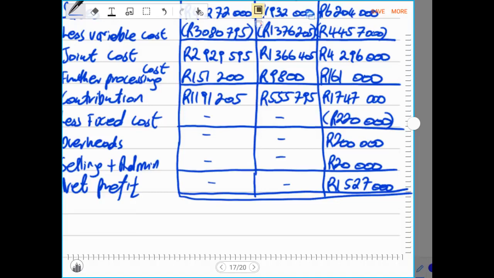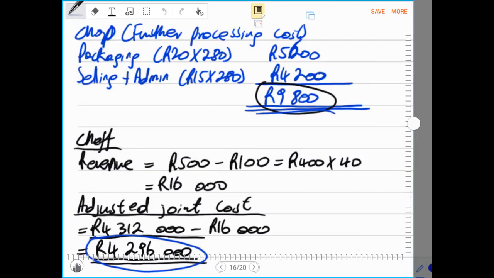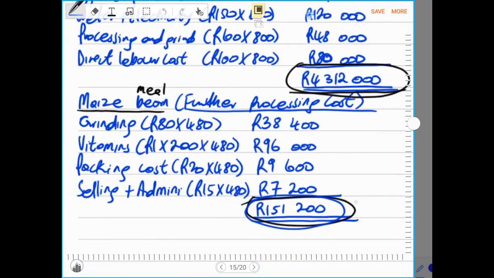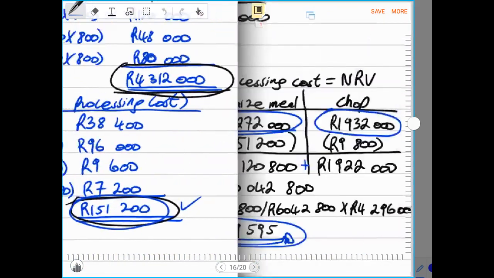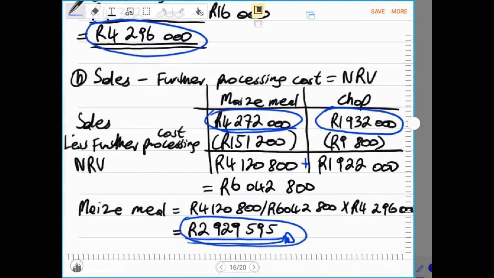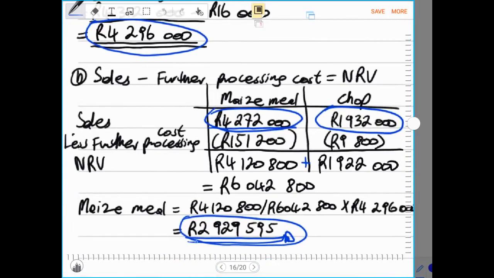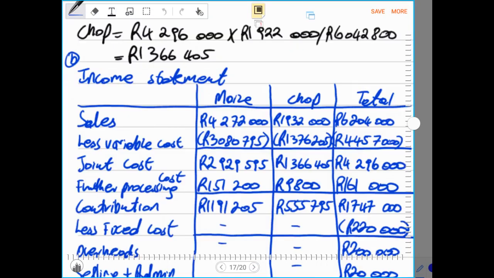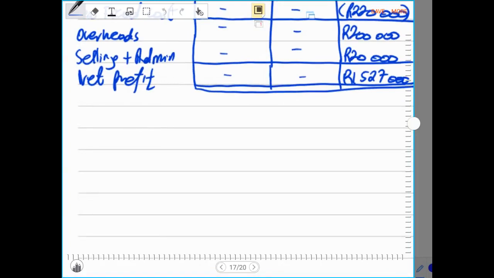Then in the second requirement, which was requirement number B, it started from very, very far, because we needed this figure, we also needed this figure, and we also needed the further processing cost, which we calculated. We also needed the joint cost that we allocated. And this chapter is very important to master how to allocate the joint cost. So now we are done with that.